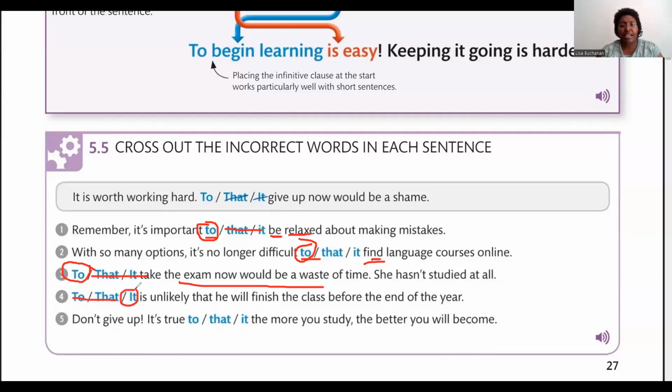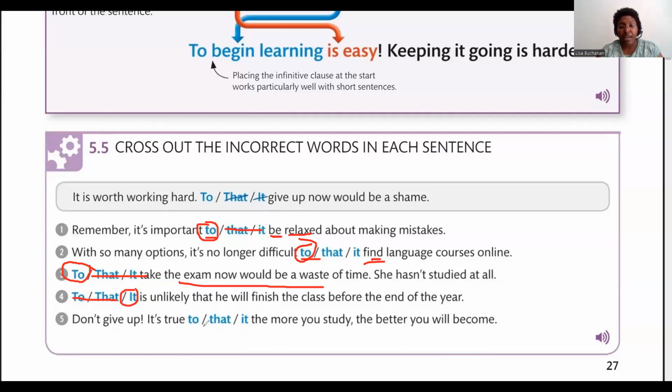Number 4, it is unlikely that he will finish the class before the end of the year. It is unlikely. Right? Because of the grammar here, we're just making a general statement. We have to use just it. It is.